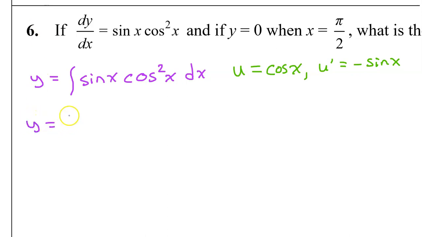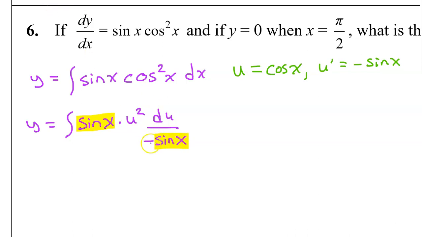So then y will equal the integral of sine x times u squared. Instead of dx, we will write du divided by u prime, which is negative sine x. We notice that we have sine x in the numerator and the denominator. We can take the negative sign in the denominator and put it out in the front of the integral. So we get y equals negative integral of u squared du.